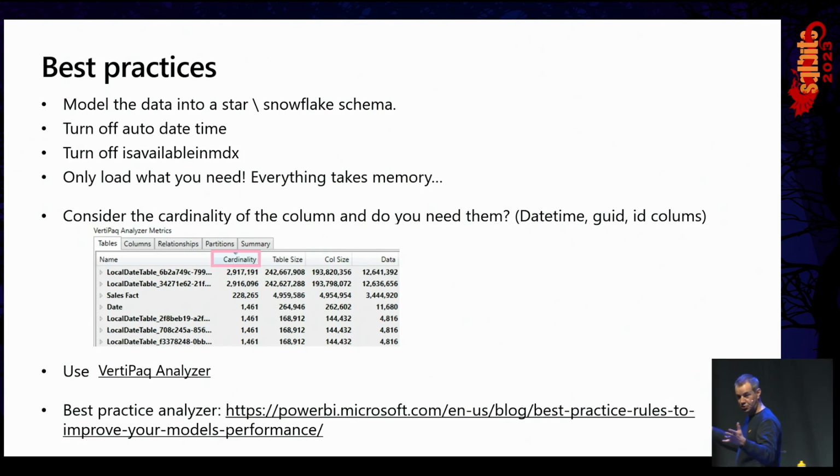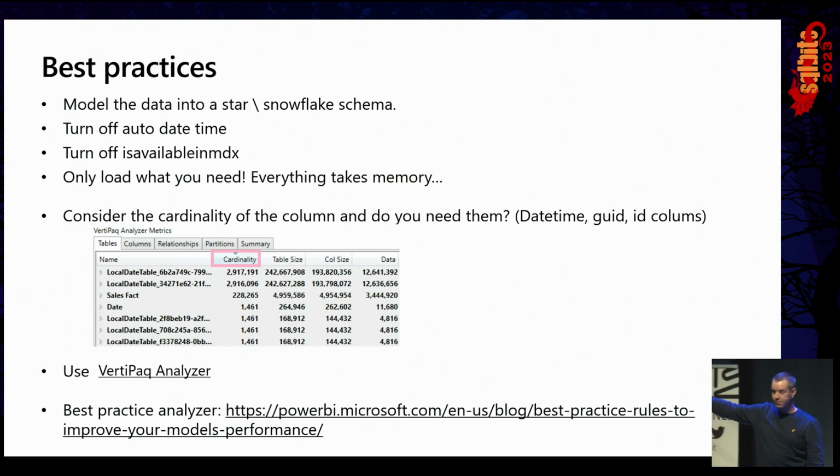Everything takes memory. So consider the cardinality of the column and whether you need them. Like we showed, the more of the same values you have in the model, the better it compresses. So date times, GUIDs, ID columns, they all don't compress that well. So really think about it. Like with date time, if you split them up into a date and a time field in two different columns, it compresses like 10 times better.